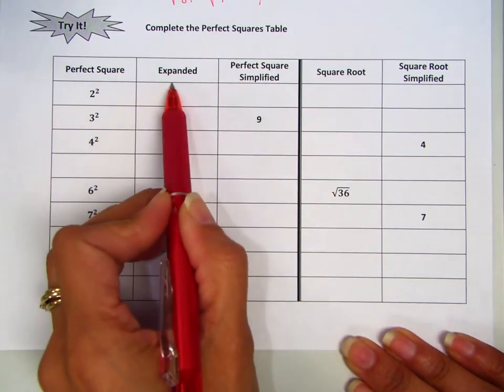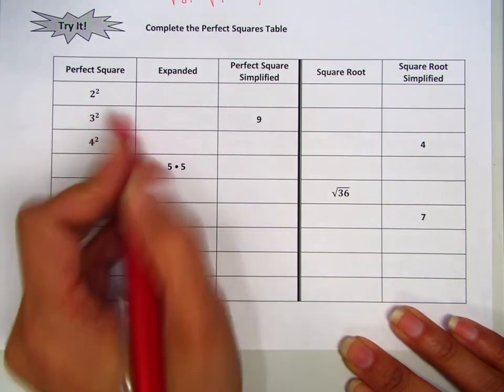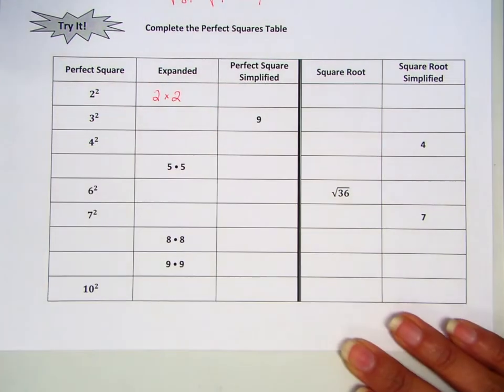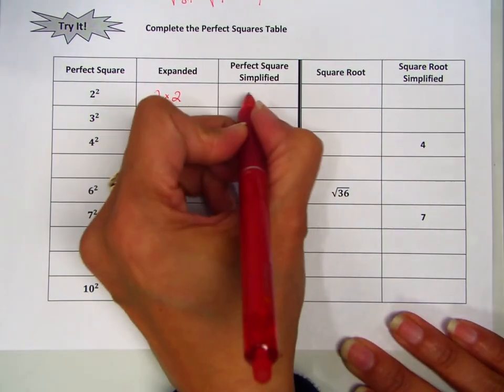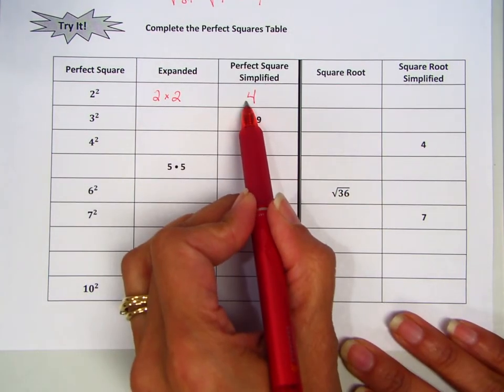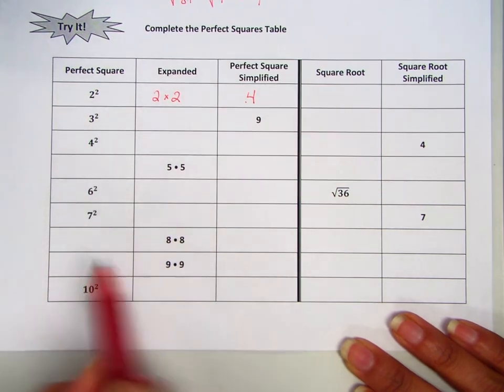Well, first I want you to expand it. Turn it into a multiplication problem. And we know from exponential form it's 2 times 2. And 2 times 2 is 4. So this is a perfect square. Perfect squares will always have 2 for the exponent.